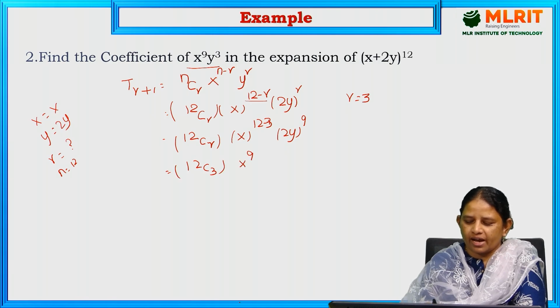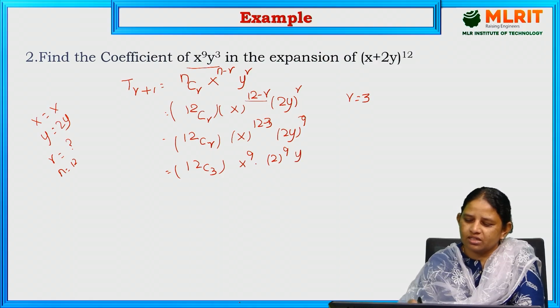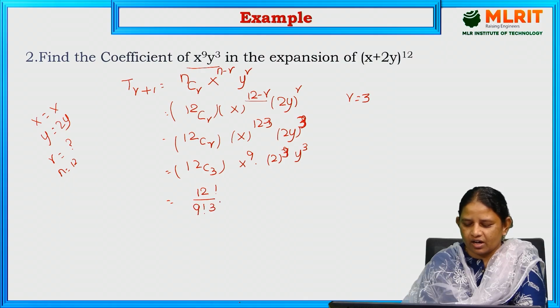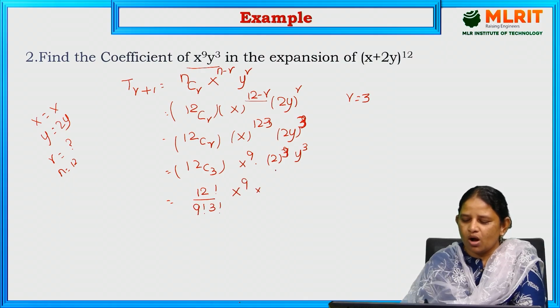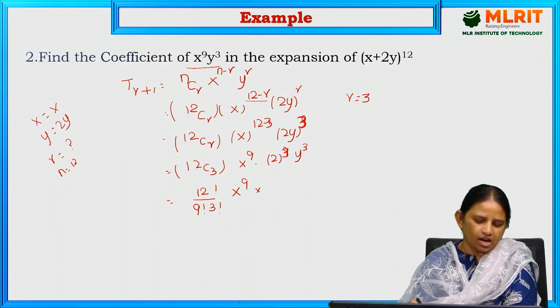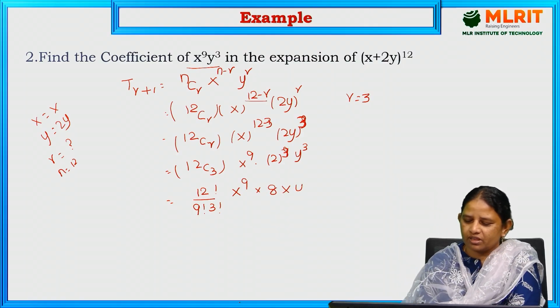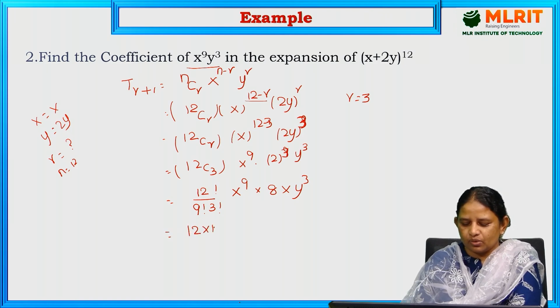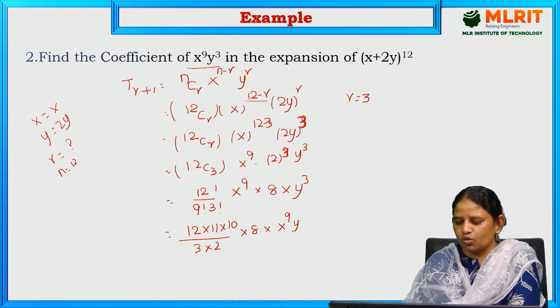X to the power of 9 into 2 power 9 into y to the power of 3. The r value is 3, so 2 cube into y to the power of 3. So what is 12C3? It means 12 factorial by (12 minus 3) factorial, which is 9 factorial, into 3 factorial, x to the power of 9 into, what is the 2 power 3 value? 2 power 3 value is 8, into y power 3. That means 12 factorial over 9 factorial, 9 gets cancelled: 12 into 11 into 10 divided by 3 into 2, into 8 into x to the power of 9 into y power 3.